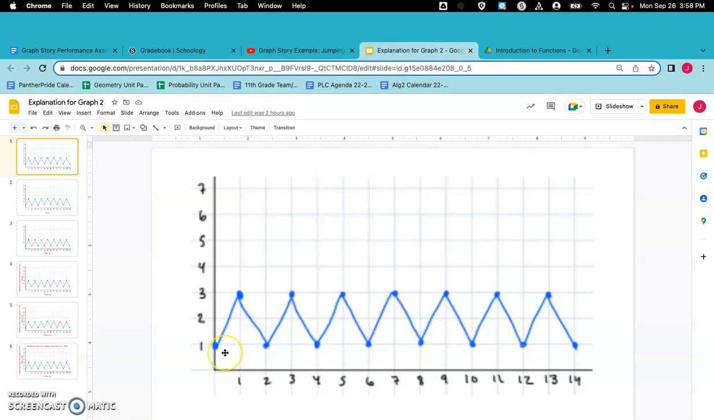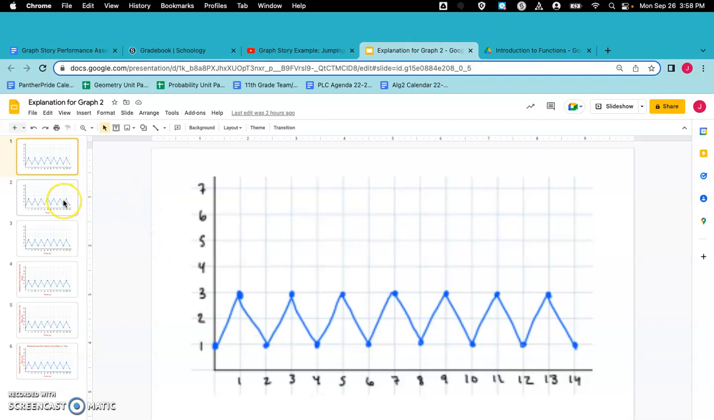but one thing that's different is it goes down to 1 and it goes back up to 3. And it's kind of more of like a straight line in between the points. There's less curve to it. So what could they be modeling for this one?